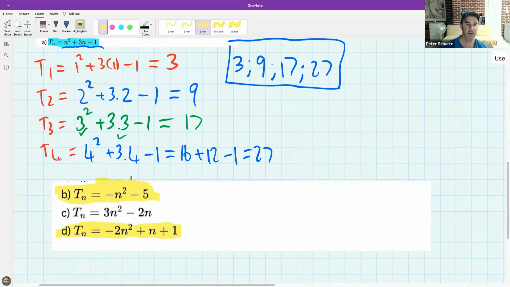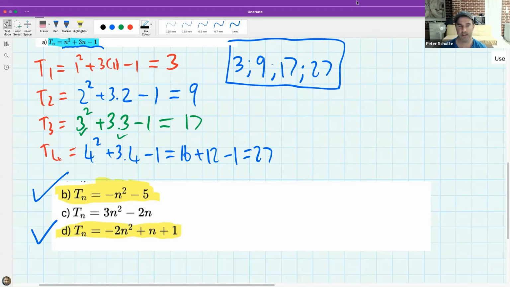Okay, so again, you're going to give me the first 3 terms of B, and I also want you to work out the first 3 terms of D. Over to you guys. Only the ones in yellow. So once you've done 2 of these, you've got it nailed.